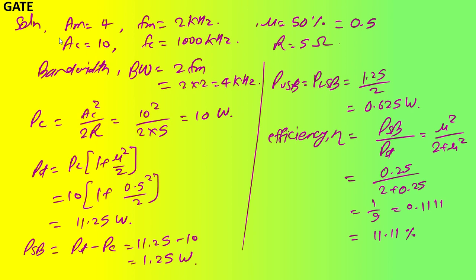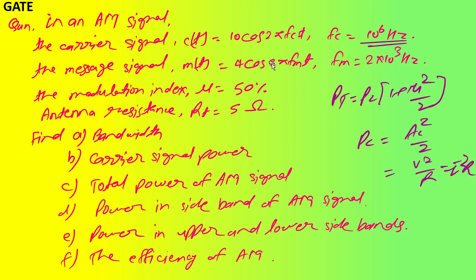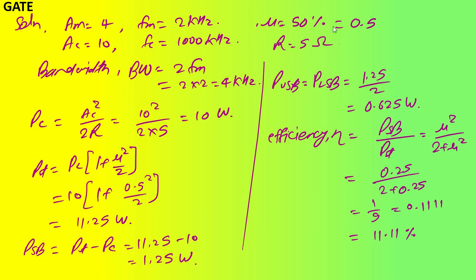What is your amplitude modulation? Amplitude of message signal? That was 4. You can take it out from these two equations, 4 cos 2 pi fmt and 10 cos 2 pi fct. So fc and fm are given, mu is given, R is given. All the values I have just written here: Am, Ac, fm, fc, and mu is equal to 0.5 and R is equal to 5.